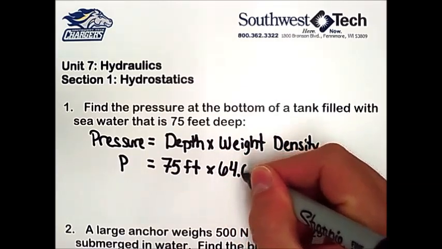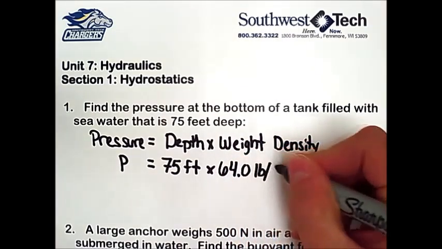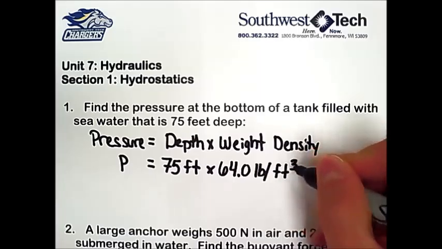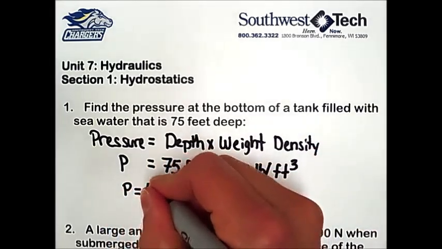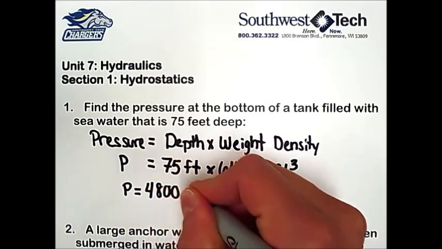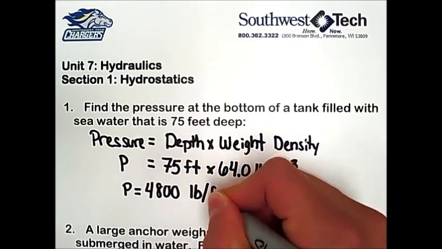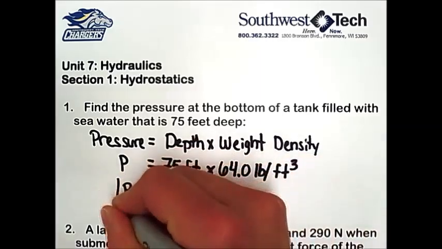So we multiply by 64.0 pounds per cubic foot. Multiplying, we end up with a pressure of approximately 4,800 pounds per square foot.